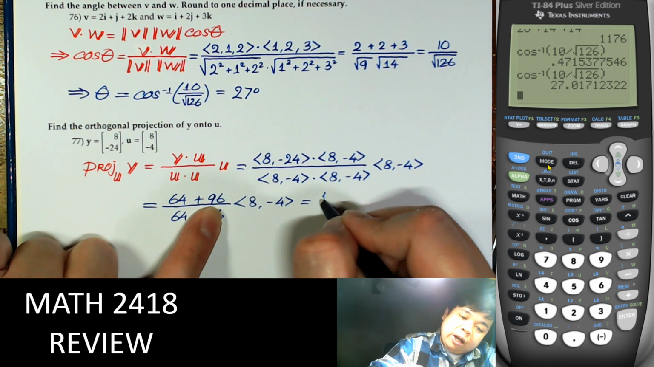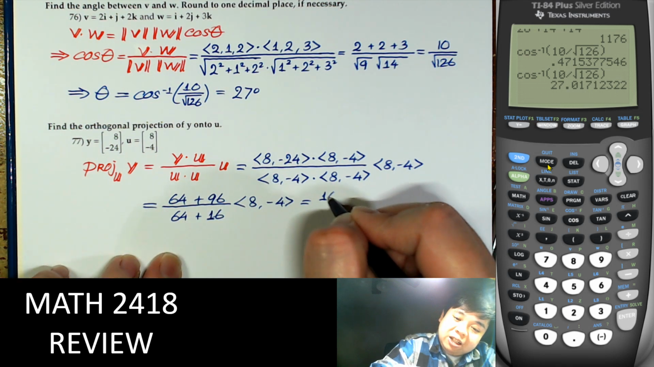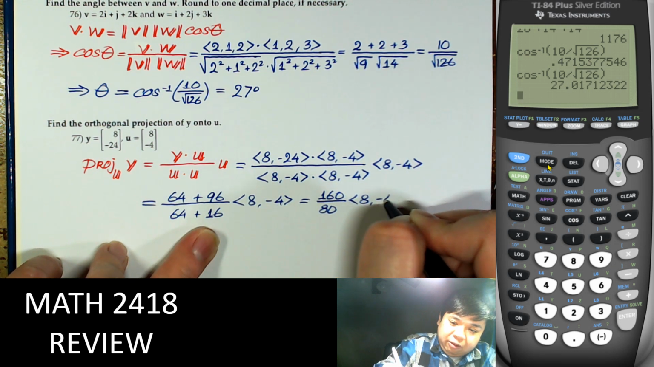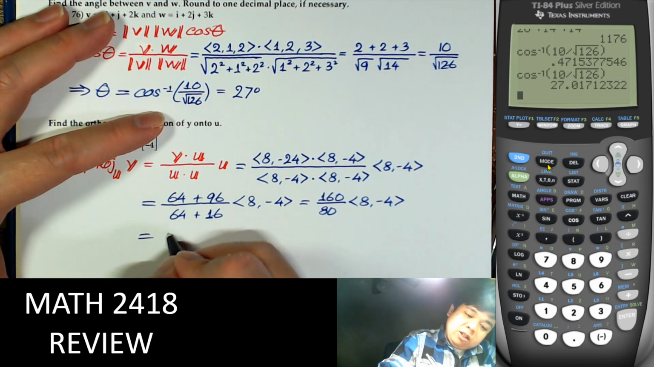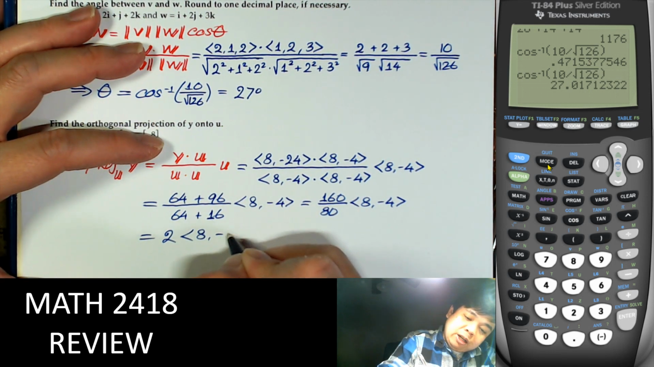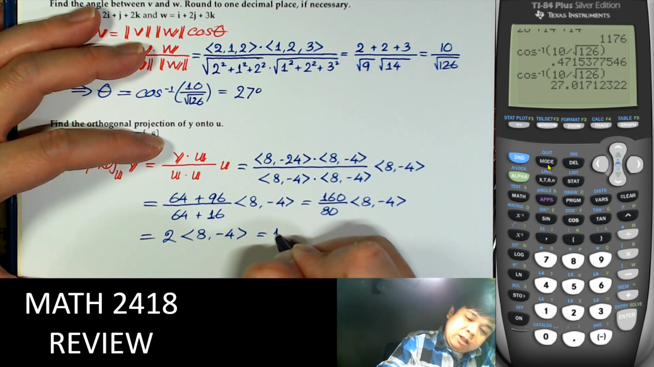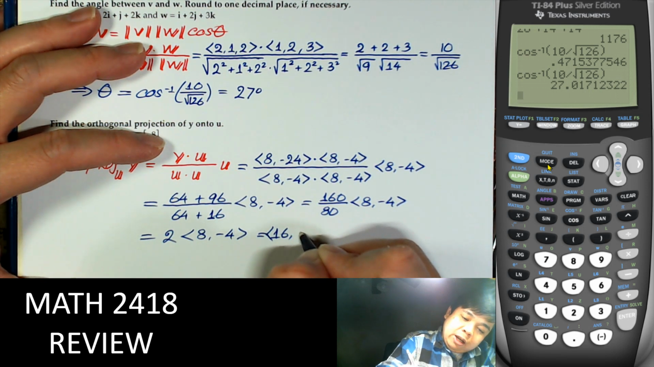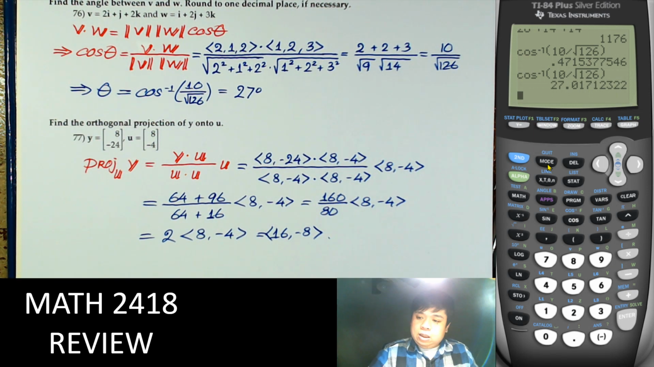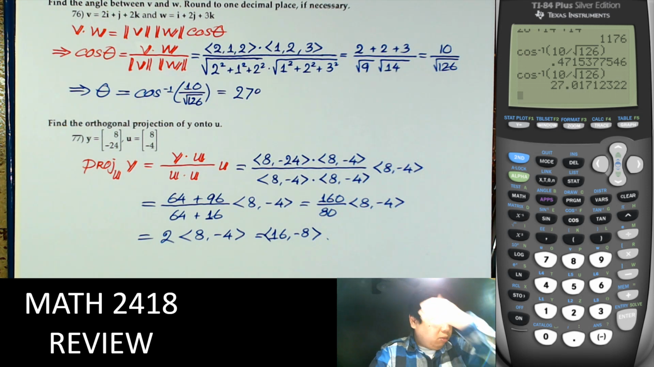Right. So that is 160 divided by 80, times 8 and negative 4. So that gives us 2. 160 divided by 80 is 2. Times 8 and negative 4. So that's 16 and negative 8. Right. I'll pause the video here. We'll continue on another video for linear algebra review.